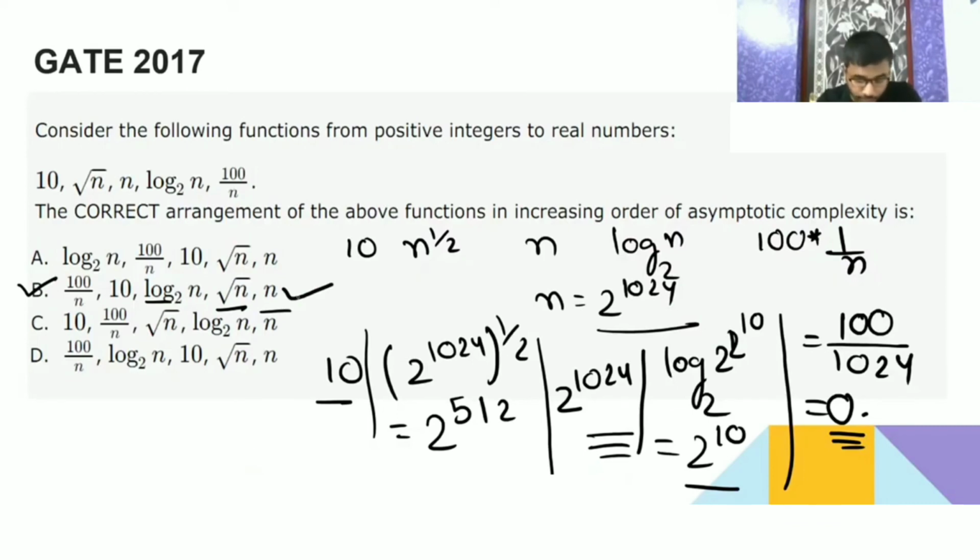Anyone having any doubt? Understood? Am I clear to all of you? So your asymptotic notation is done.